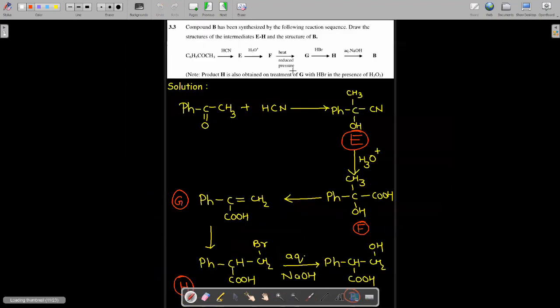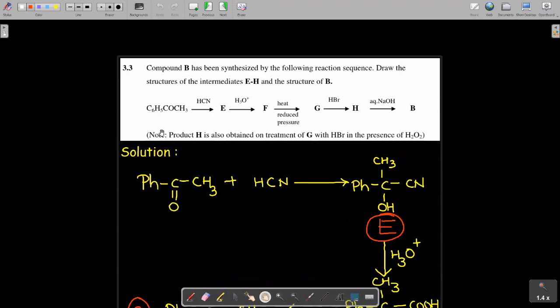Let's move to the next subpart, number third. Now third is a reaction question. Let us read. It says compound B has been synthesized by the following reaction sequence. Draw the structure of the intermediates E to H and the structure of B. Okay, you have to draw the intermediates from E to H also, and the final product B, which has been initially mentioned. Product H is also obtained on treatment of G with HBr in presence of peroxide. So HBr in presence of peroxide is an example of anti-Markovnikov addition of HBr. We'll see what is its importance.